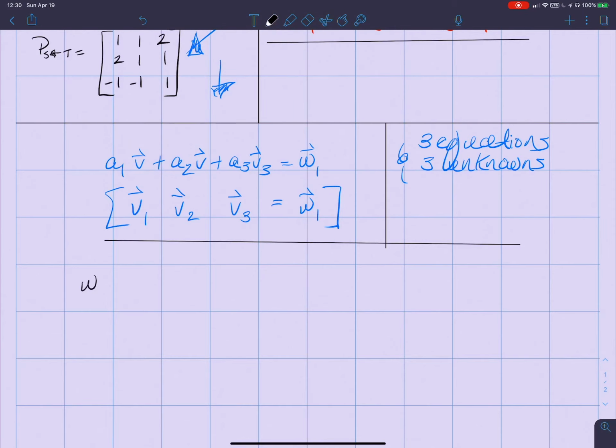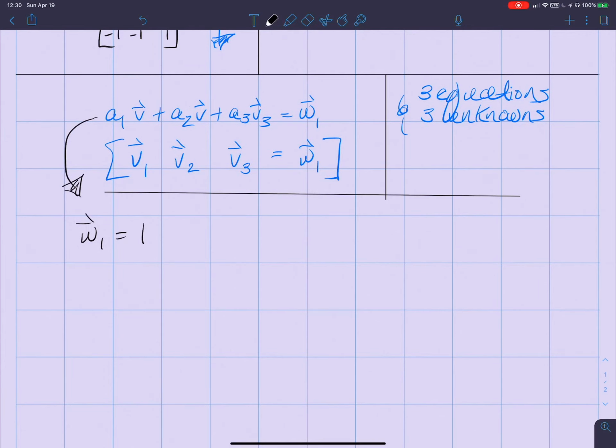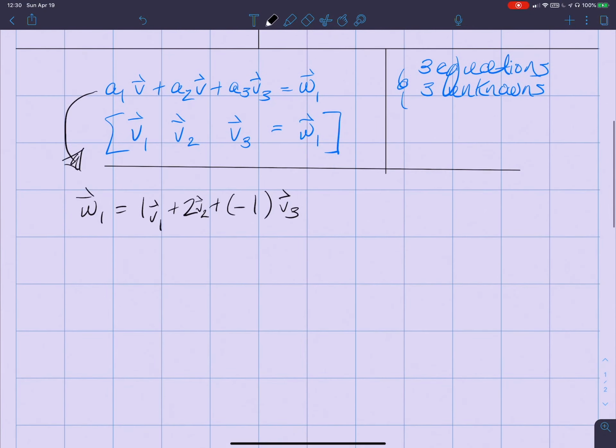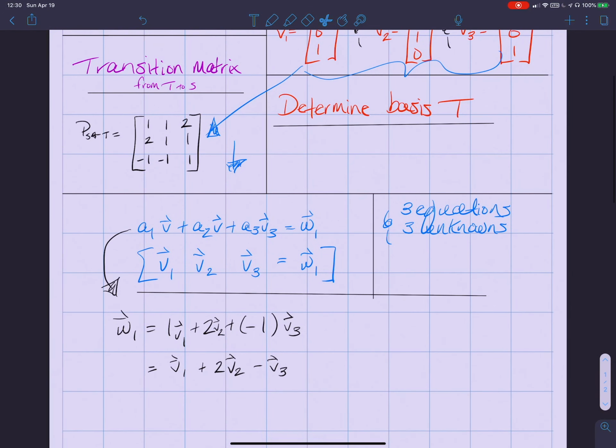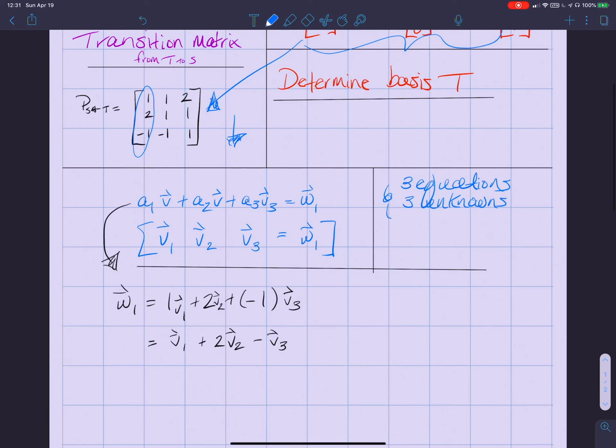If we think W1, we're going to just use this right here, 1, because that's what our basis is. 1, 2, negative 1. As a linear combination, we can clean this up a little bit, and we can just make this. So now we've just formed a linear combination, and the reason why we took these numbers right here, we just take these numbers and form a linear combination.